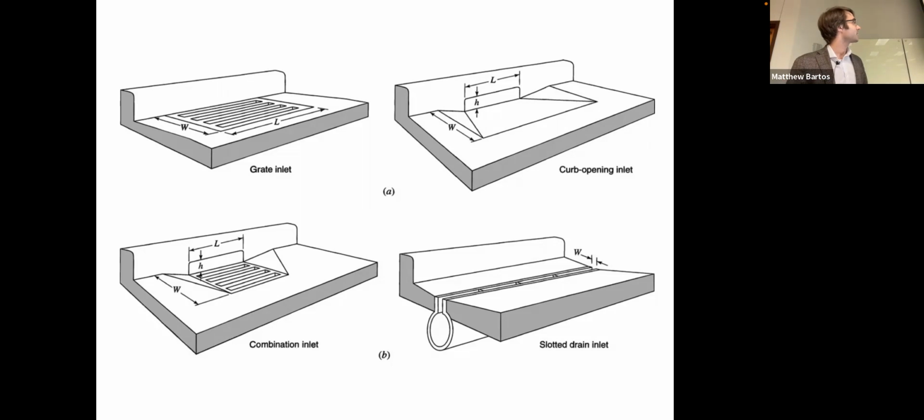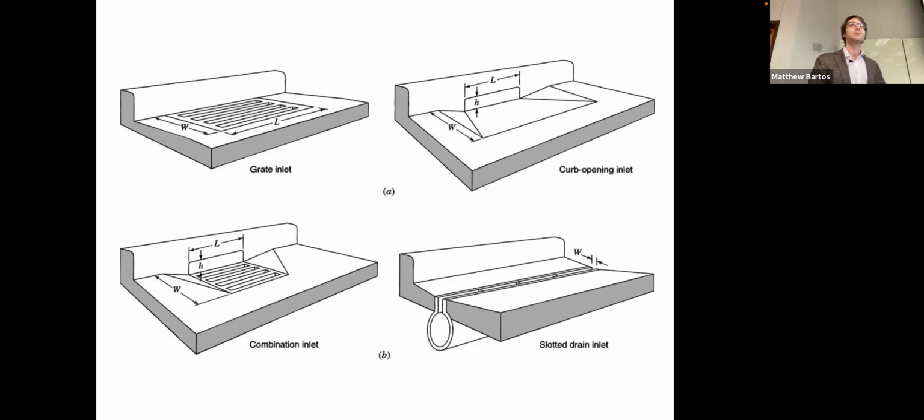On the bottom left, you will see a combination inlet, and this is essentially just a combination of the grate inlet and curb opening inlet. So you get the best of both worlds and also the worst of both worlds together. And on the bottom right, you have what's called a slotted drain inlet.